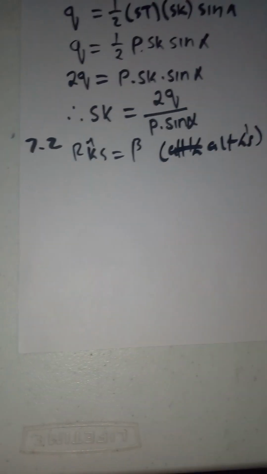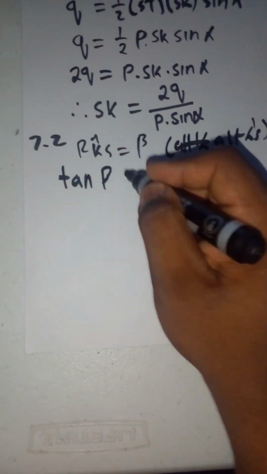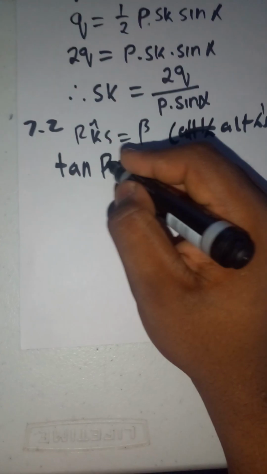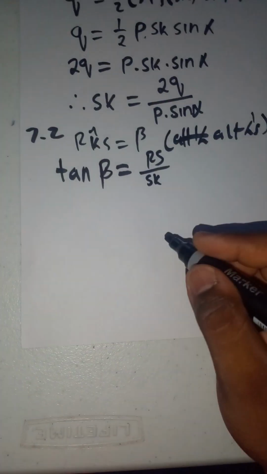Okay, so now let's go. I said we are going to use what? What you call SOHCAHTOA. We have the adjacent side, they want the opposite side. So it's going to be what? Tan beta equals opposite. What is my opposite? RS, over my adjacent SK there. So SK. Is it fine?